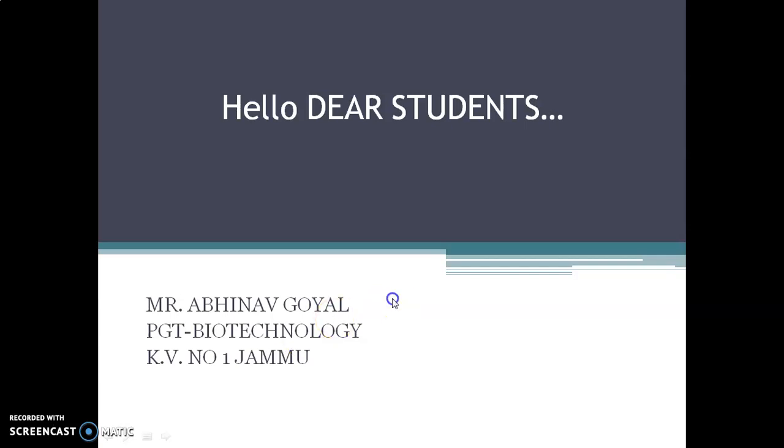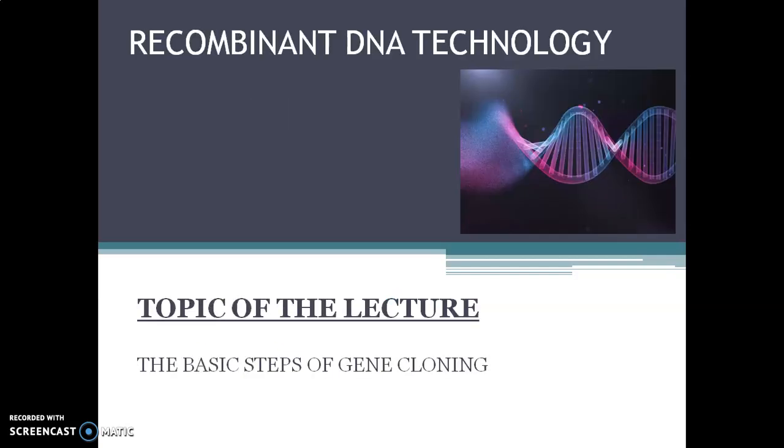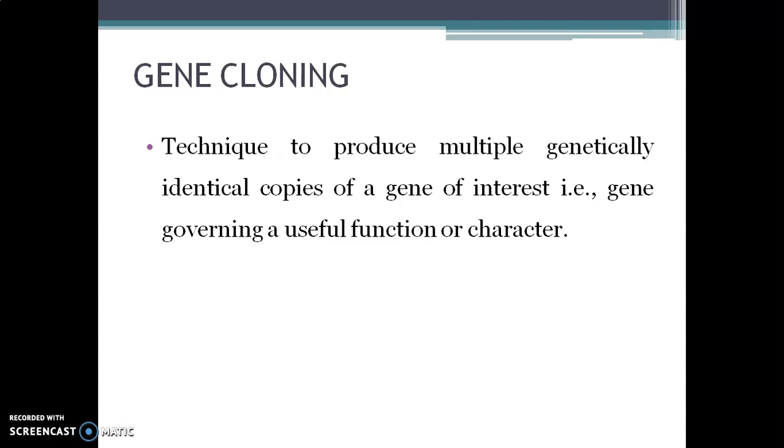Today we are moving down to our next topic under the chapter Recombinant DNA Technology, and the name of the topic is the basic steps of gene cloning. If you have seen my earlier video on gene cloning, you must be knowing that gene cloning is a technique which is used to produce multiple genetically identical copies of a gene of interest. And gene of interest is nothing but a gene which governs the useful function or character.